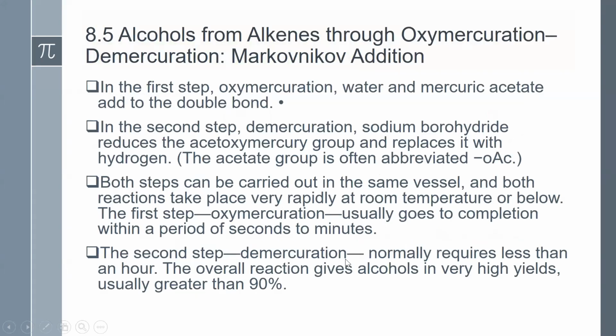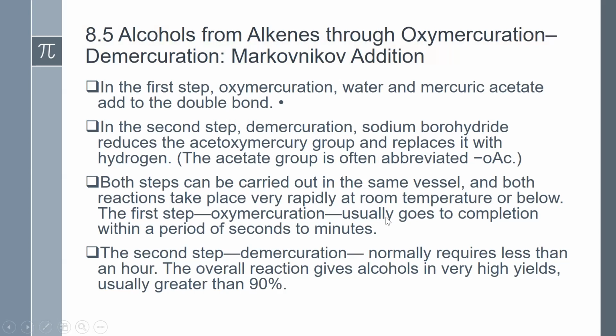So in the first step of the oxymercuration, you have water and mercuric acetate. And then the second step, you have demercuration. This is a redox reaction, and the sodium borohydride reduces the oxymercury group and replaces it with hydrogen. The sodium borohydride is always the source of hydride. Always remember that. And both steps can be carried out in the same vessel.